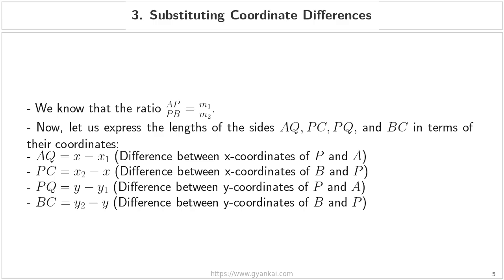Now that we have established that our two triangles, triangle PAQ and triangle BPC, are similar, we can move from geometry to algebra. By converting these lengths into coordinate differences, we are now perfectly set up to substitute them into our similarity ratio in the next step.